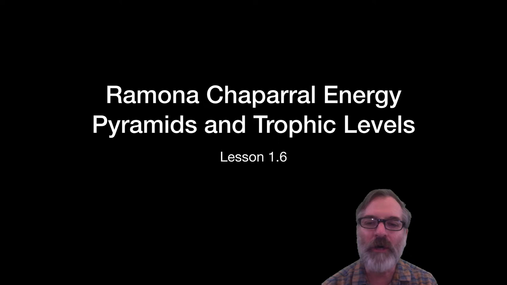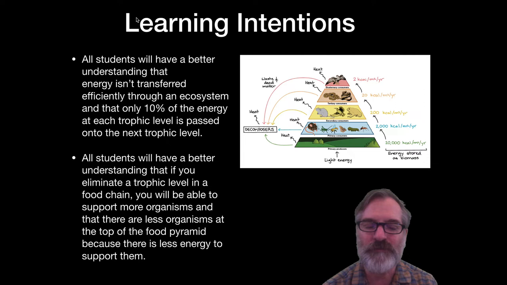The learning intentions for this lesson are, all students will have a better understanding that energy isn't transferred efficiently through an ecosystem and that only 10% of the energy at each trophic level is passed on to the next trophic level. Second, all students will have a better understanding that if you eliminate a trophic level in a food chain, you will be able to support more organisms and there are fewer organisms at the top of the food pyramid because there's less energy to support them.